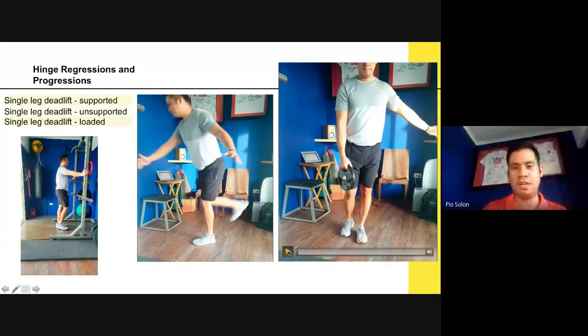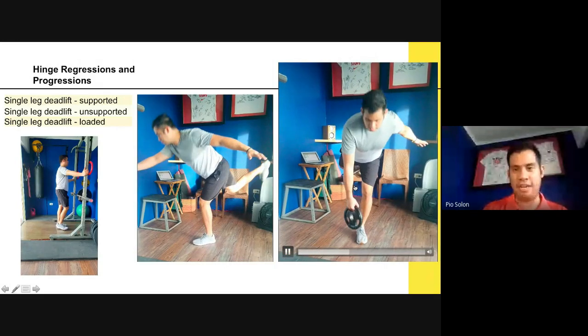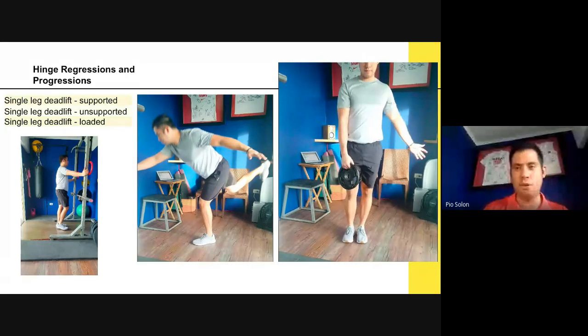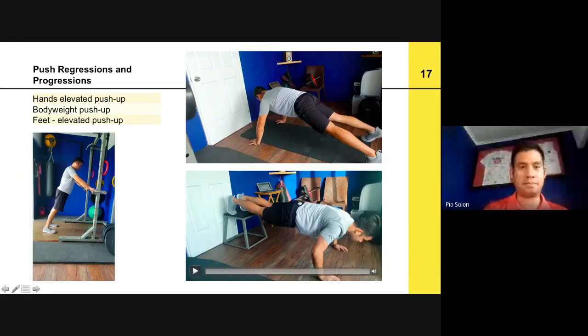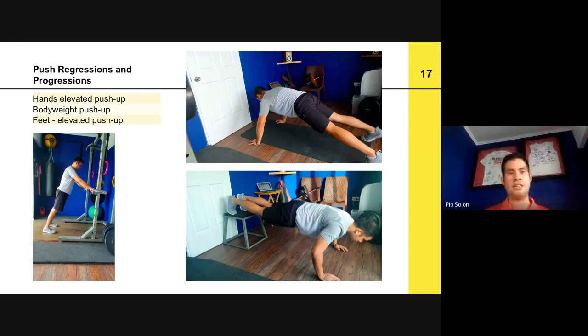Once the student gets stronger, then you can load the single leg deadlift. It could be this weight, could be a book, could be a bag, could be a sack of rice, whatever is available in your institutions and where the students are. Okay, for pushing, we have regressions and progressions as well.